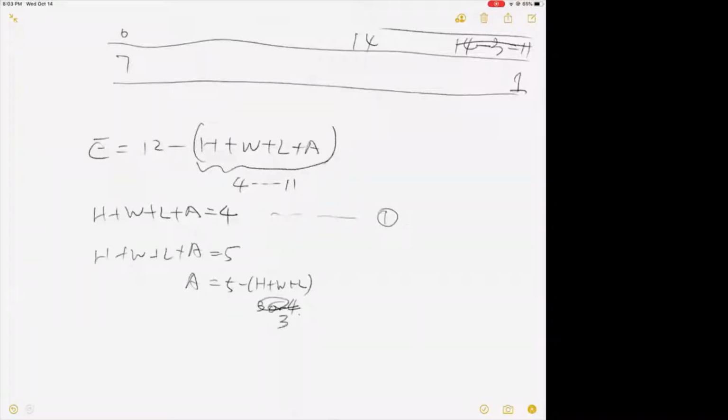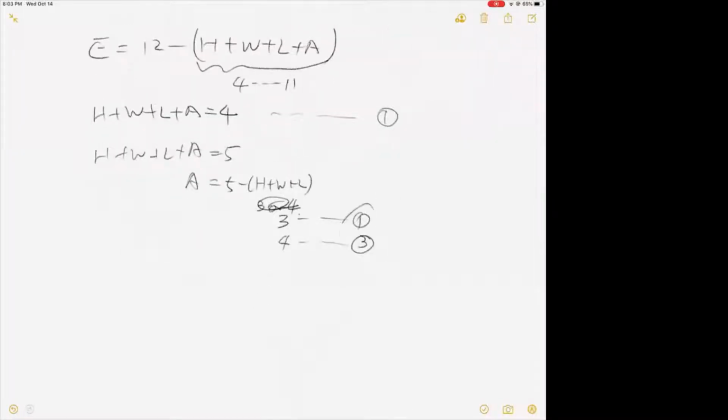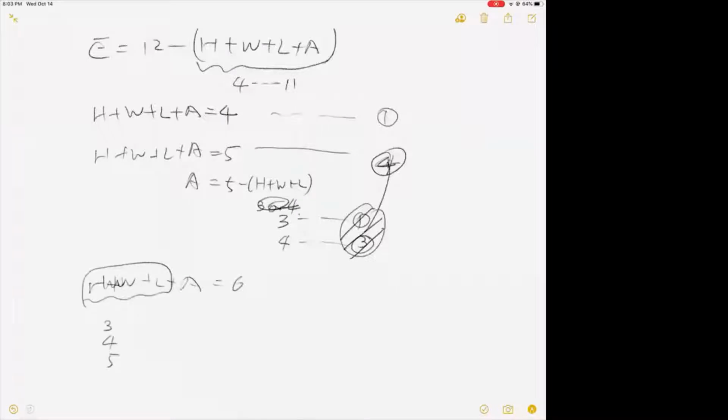For 4, there are 3 solutions because it just depends on where you put the 2. It's 1, 2, okay. And then that makes 4 total. So that will be 4 here? Yeah. Okay. And then you have 6. So H plus W plus L can equal 3, 4, and 5. Okay, so these three will be 3, 4, or 5. 3 has 1, 4 has 3, and 5 has 6. So in total, I found that's 10?